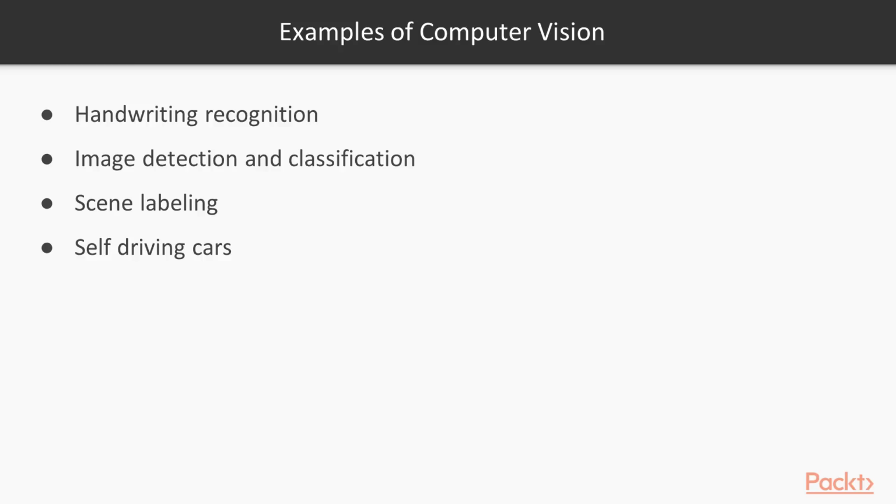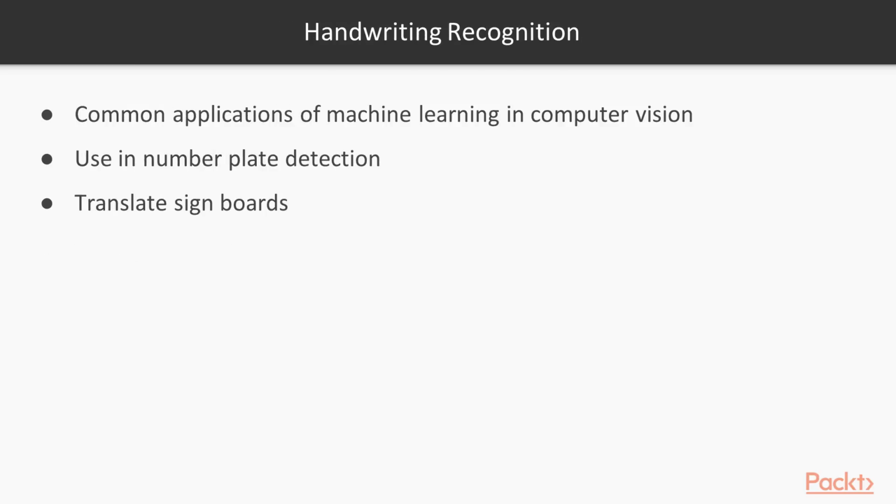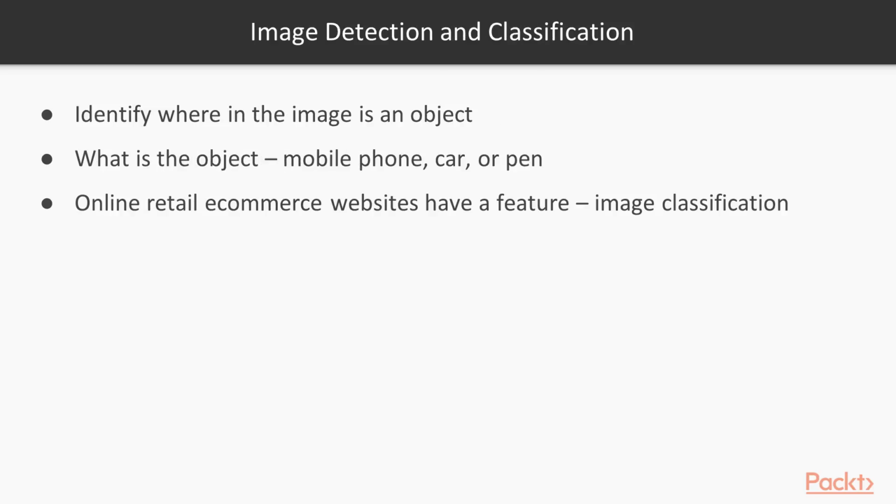Now we will discuss each one of these examples in detail. First, we will look into handwriting recognition. Handwriting recognition is one of the most common applications of machine learning in computer vision. This finds use in number plate detection, building applications that can translate signboards written in a language you do not know, and more.